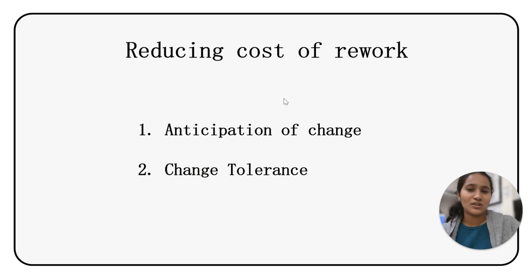What is the first one then? Change anticipation is where the software process includes activities that can anticipate possible changes before significant rework is required. For example, a prototype system may be developed to show some key features of the system to the customers.